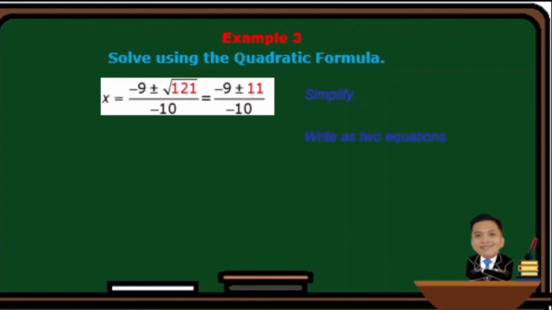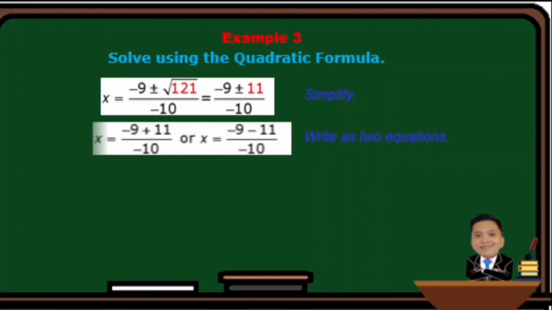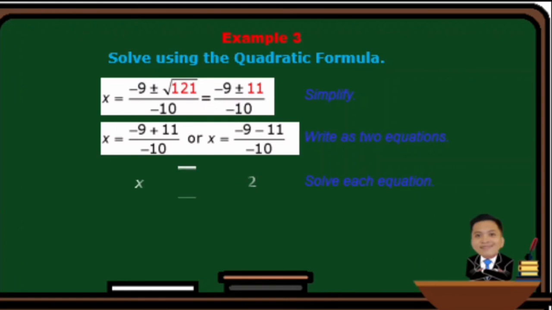Write as two equations. x is equal to negative 9 plus 11 all over negative 10, or x is equal to negative 9 minus 11 all over negative 10. Solve each equation, and we will get x is equal to negative 1/5, or x is equal to 2.